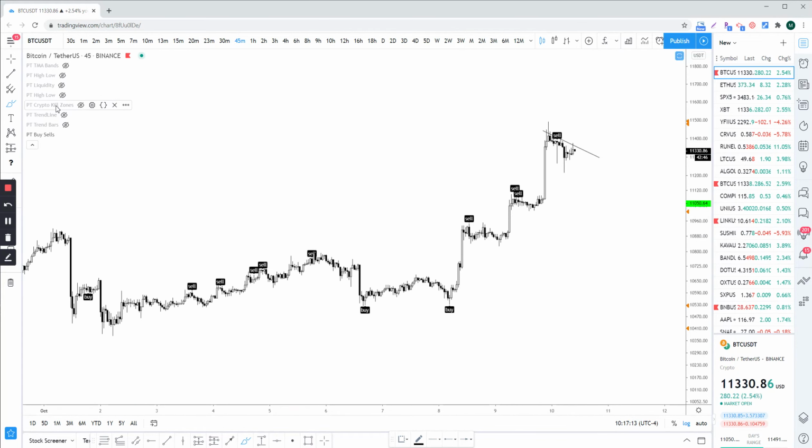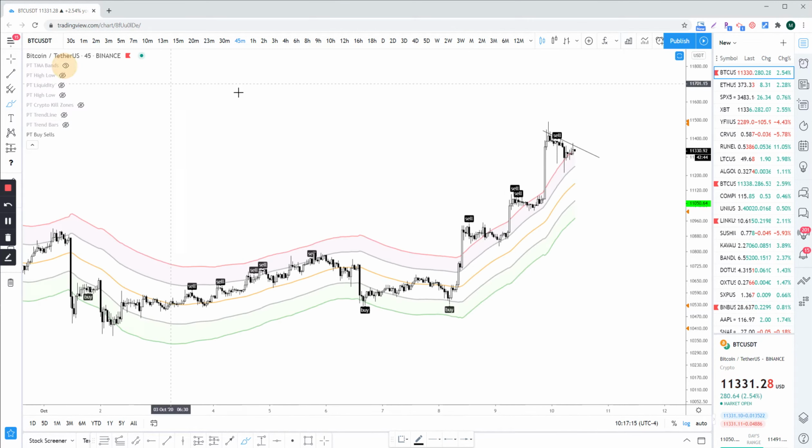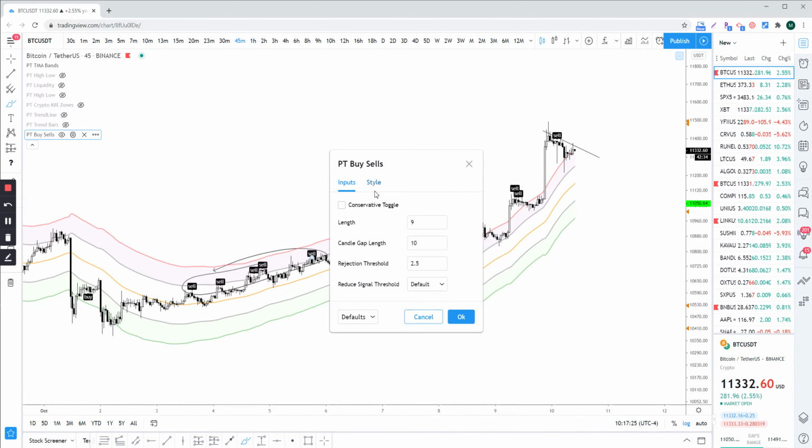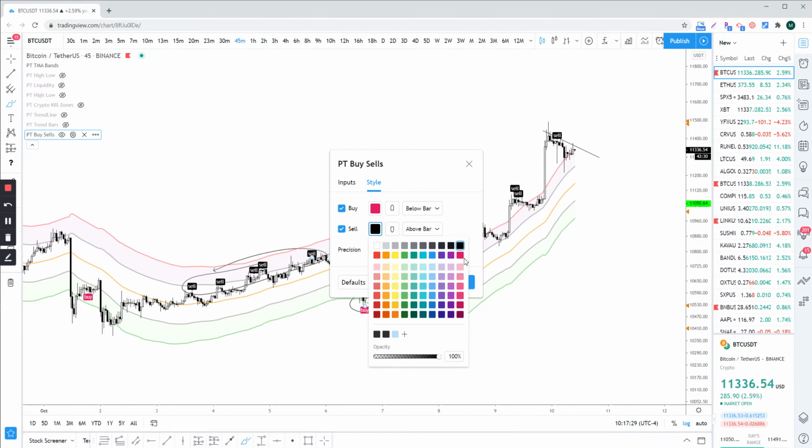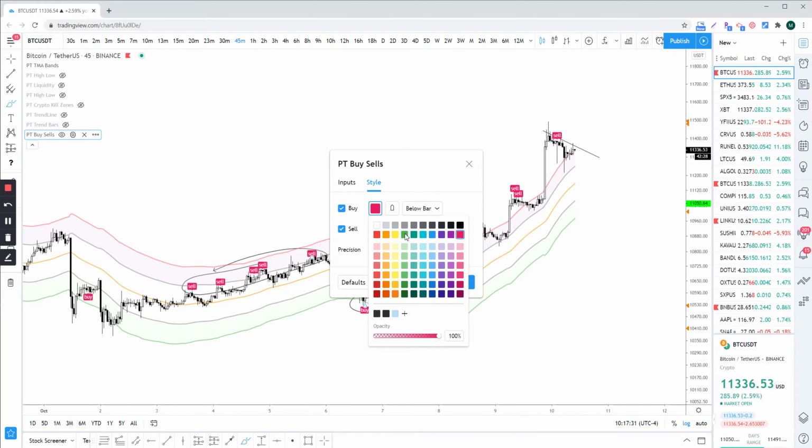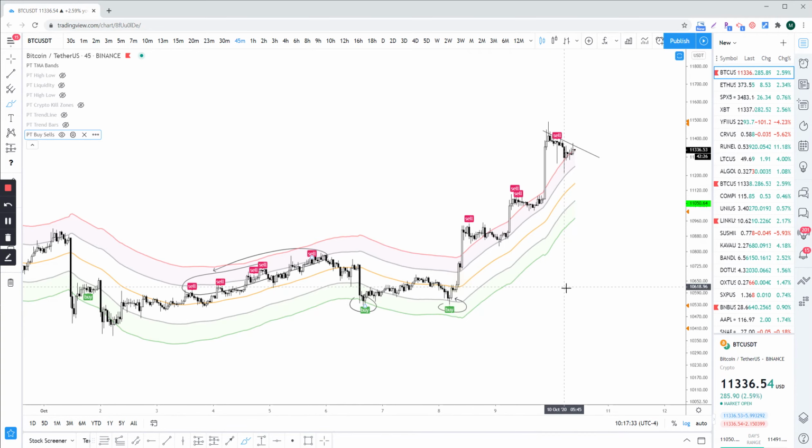So let's put on the TMA bands again. Buy signal in the green, buy signal in the green, all red signals, all shorts at the red zone. I'm going to change these colors so you guys can see them, so you get an idea what I'm talking about. There we go.